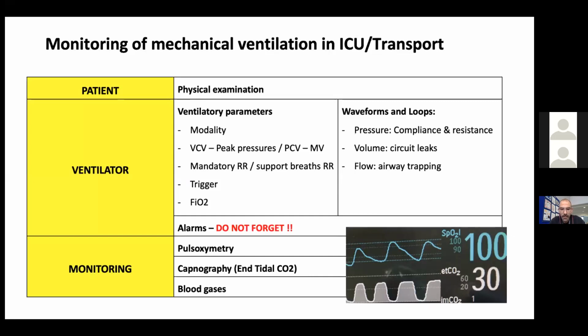value. And make sure that if the patient is not completely sedated and muscle relaxed, so he is spontaneously breathing, you are supporting the breath appropriately. So you program a proper pressure support. And of course, make sure that you are providing a decent amount of oxygen. Then there is the section of monitoring. As I said, pulse oximetry and capnometry are mandatory. And then you can always have the help of the blood gases.